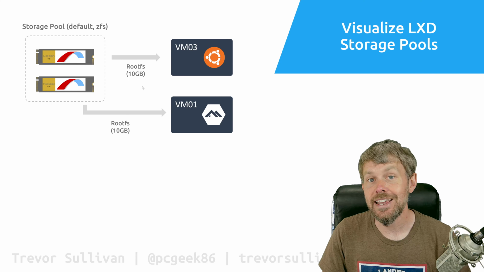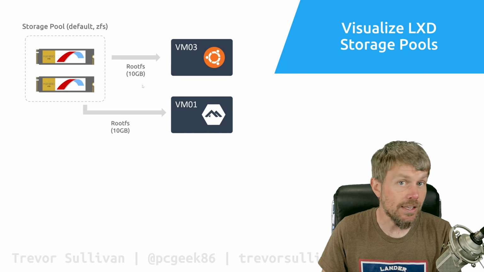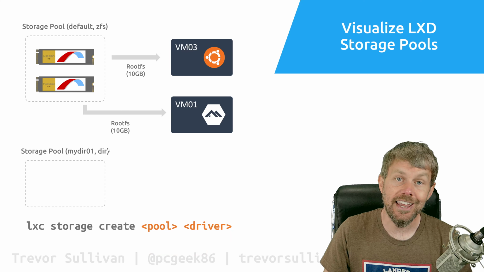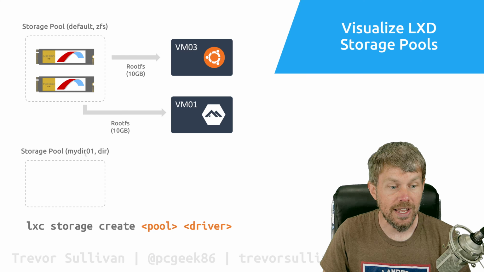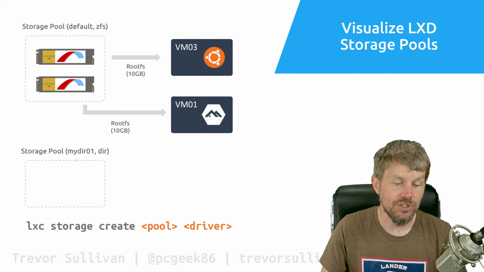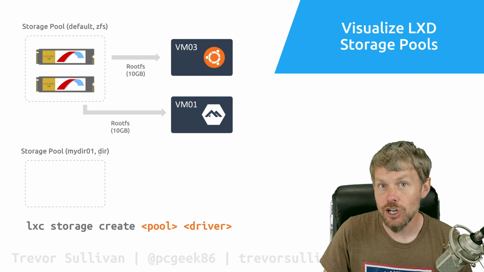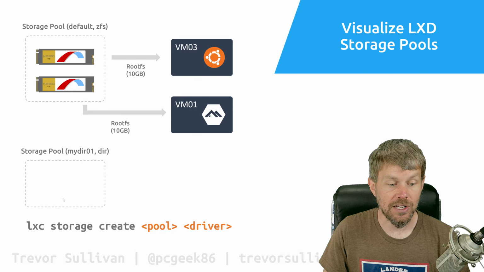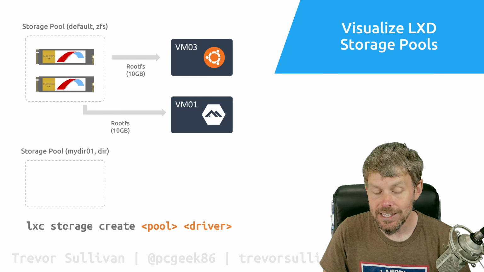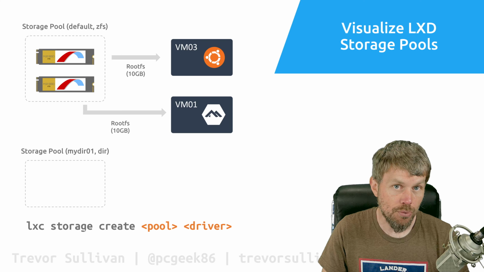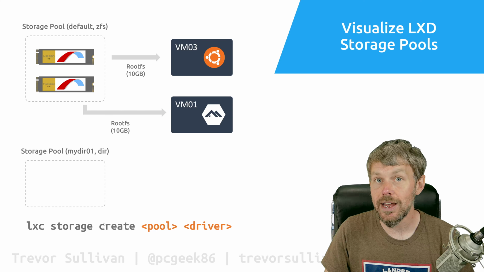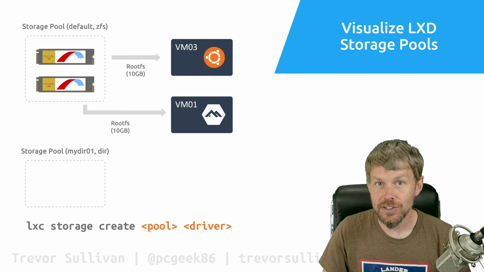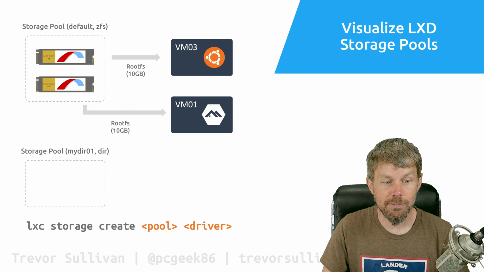Now, you can also create additional storage pools using either ZFS or other drivers that you'd like to use. For example, let's say that we wanted to create a directory-based storage pool. So we can create one with a name like mydir01, just to give it a unique name, and then specify the dir storage driver for this storage pool. In order to create a storage pool with a particular driver, we use this command right down here called lxd storage. That allows us to manage the storage pools on our LXD host. Then we specify the create subcommand because we want to create a new storage pool. Then we specify a custom name for the pool that we want to create. So in this case, mydir01.